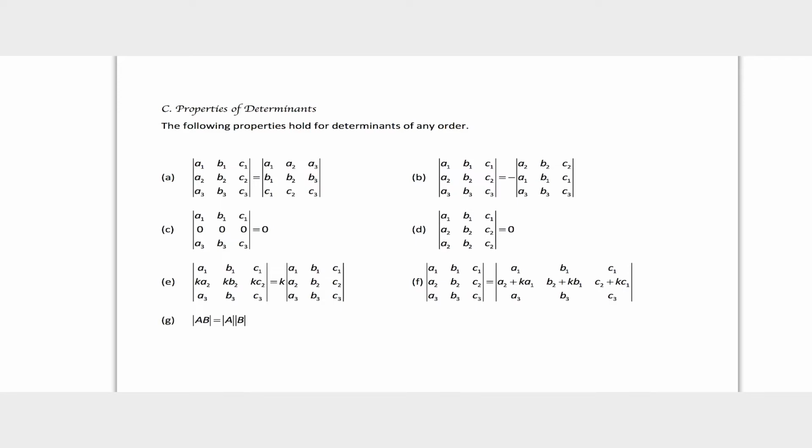If two rows are equal, for example A1, B1, C1, and this is also A1, B1, C1, the determinant is equal to 0.